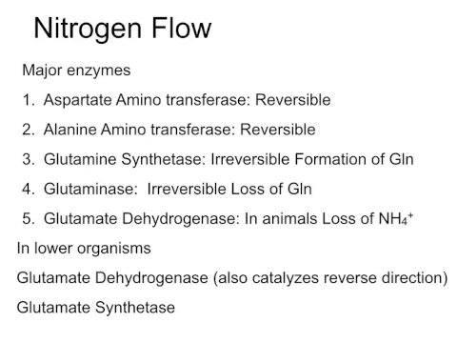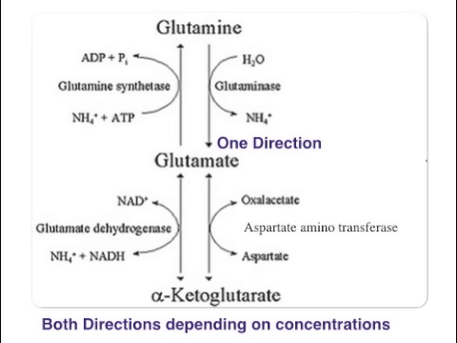So let's look at this a little more closely. Here we see some of the major reactions that we're going to look at in this lecture, and some that we saw previously. Previously, we saw glutamate dehydrogenase releasing ammonium from glutamate to make alpha-ketoglutarate. We also saw aspartate aminotransferase and also alanine aminotransferase that transferred an amino group from an amino acid to alpha-ketoglutarate to make glutamate. Now we're going to look at some other reactions in which glutamine is made and broken down.